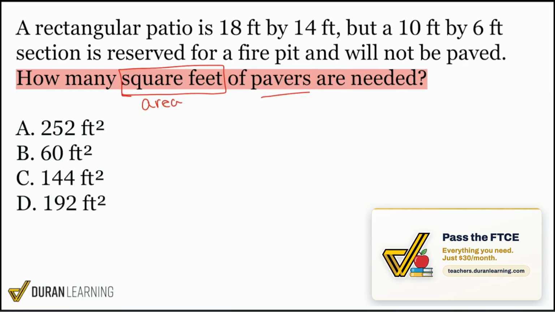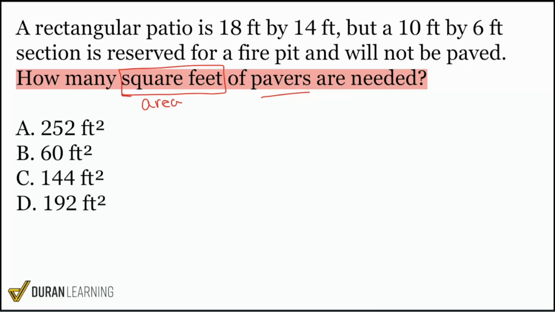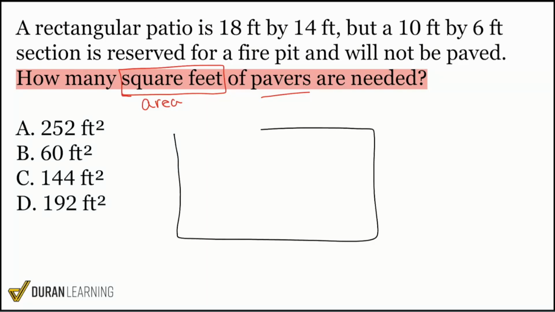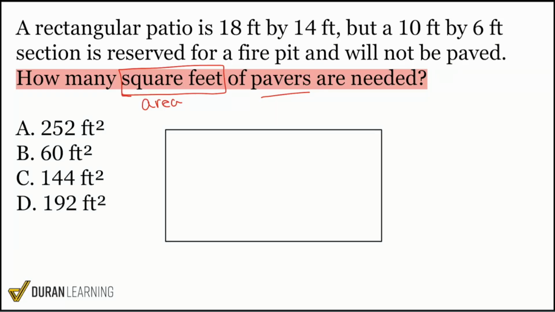So let's now take a look at the information and see how we're going to get the area, but be careful, only for the pavers. Here we go. A rectangular patio is 18 feet by 14 feet. So let's draw that out here. Here's my rectangular patio. So I have 18 feet by 14 feet.